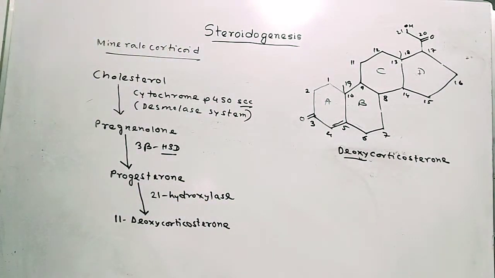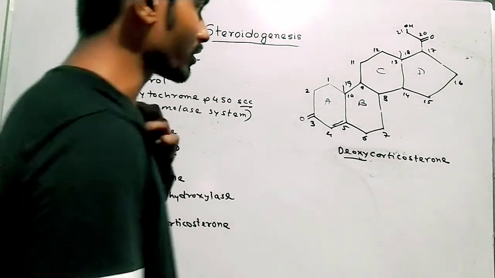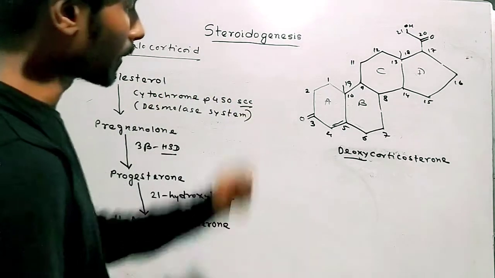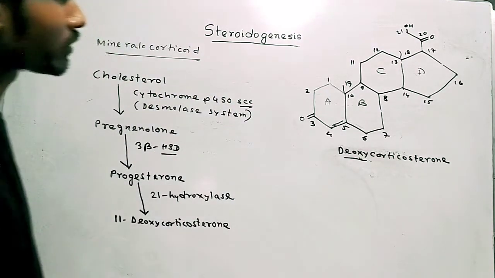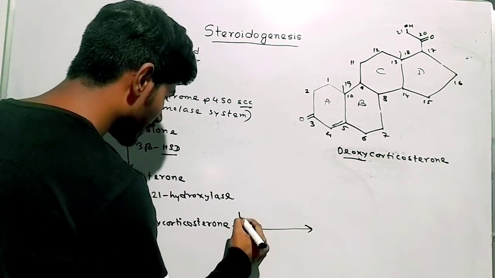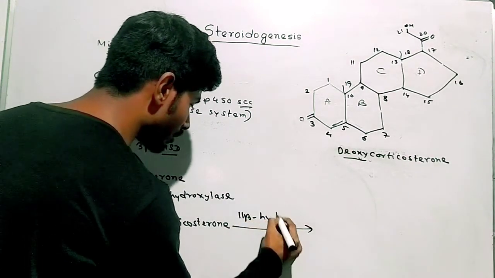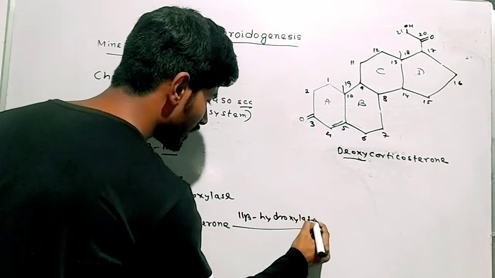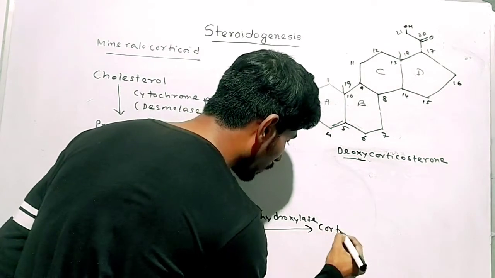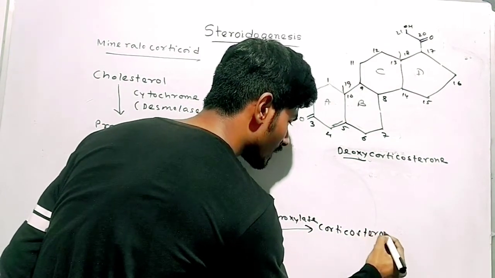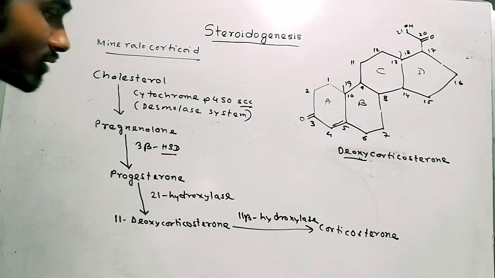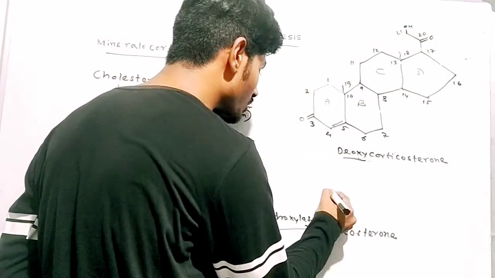So what happens is that in the corticosterone structure, there is a hydroxyl group in the 11th position, and we will have to introduce that hydroxyl group in the 11th position, and for this we need an enzyme which is called the 11-beta-hydroxylase. Okay, so the 11-deoxycorticosterone is converted into the corticosterone by the action of the enzyme 11-beta-hydroxylase. Now the corticosterone is converted into the aldosterone.